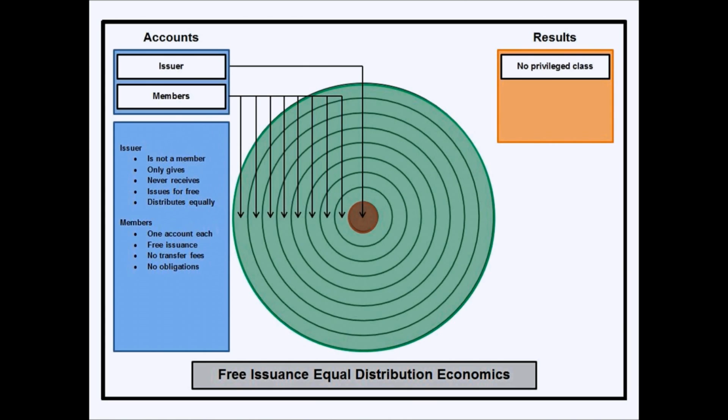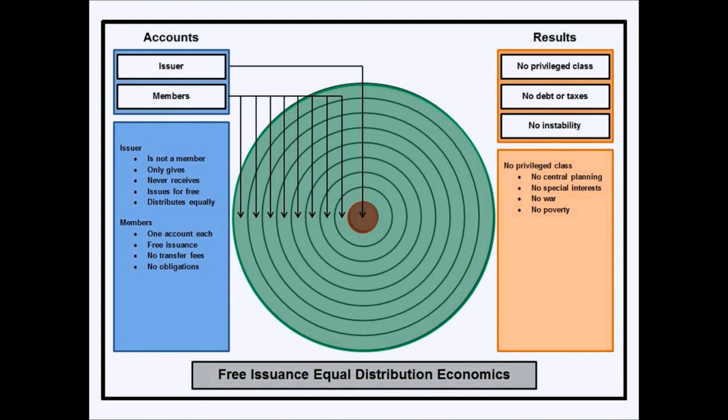The primary result of a free issuance equal distribution economic system is that there is no privileged class. As a result of not having a privileged class, there is no debt or taxes. As a result of having no debt or taxes, there is no instability. No privileged class means no central planning, no special interests, no war, and no poverty. In a free issuance equal distribution economic system, there is no privileged class controlling who gets access to currency and who doesn't. There are no poor people who are left out of the distribution of the issuance, and there is no way to manipulate the economy in order to finance a war.